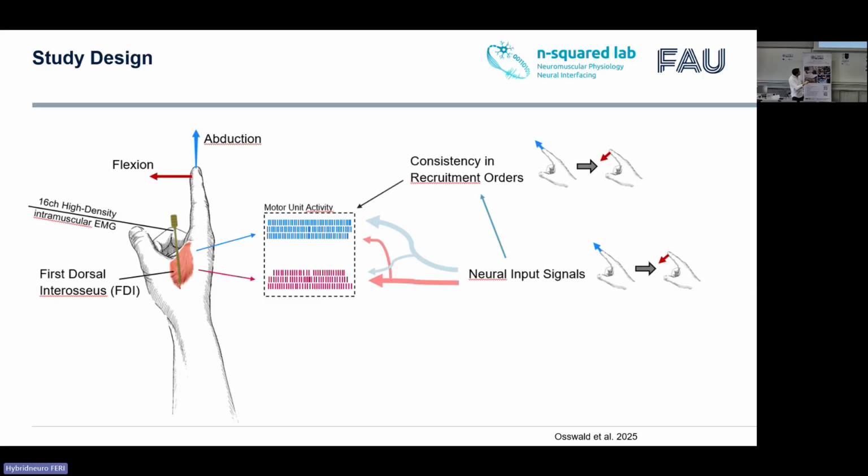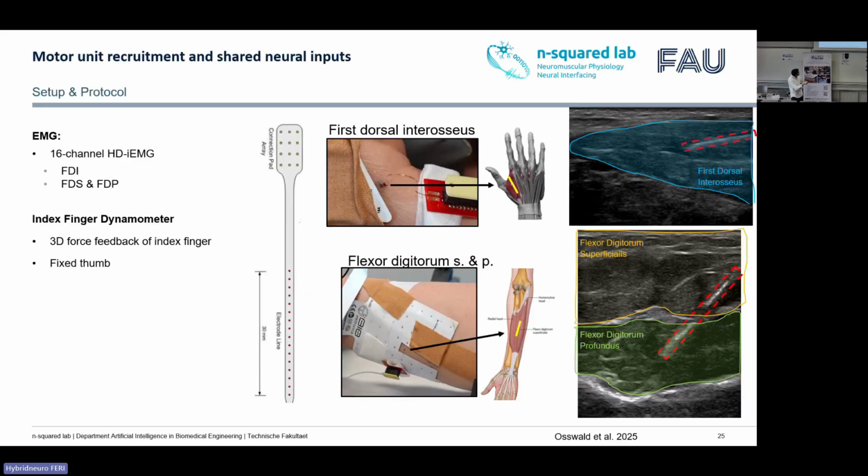So what we did was this experiment. You can see here the implants. You have an implant in the first dorsal interosseous and also in the flexor, but we will just discuss this one today. And this is the implant, and then we also have the surface sensor, and we found that the surface sensor can also estimate it quite well.